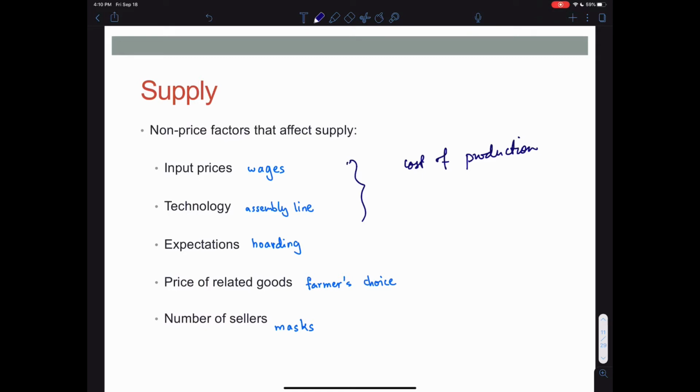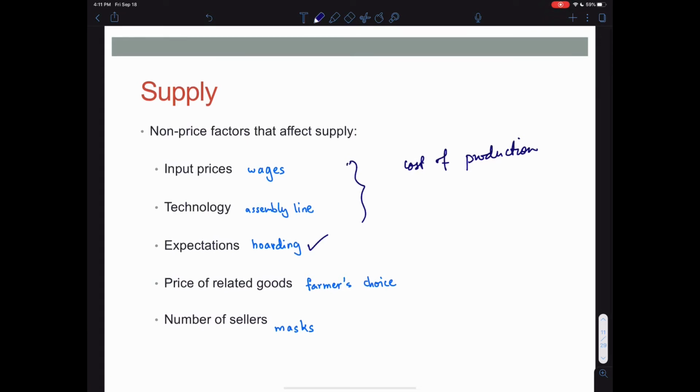Expectations also play a role in quantity supplied. So suppose you're a farmer and you're expecting that the price of your produce will go up tomorrow, for example. You'll be able to get a higher price for your produce tomorrow. What you're going to do is keep your produce until tomorrow, and as a result, quantity supplied today will be affected. And this is called hoarding. That's how expectations play a role.